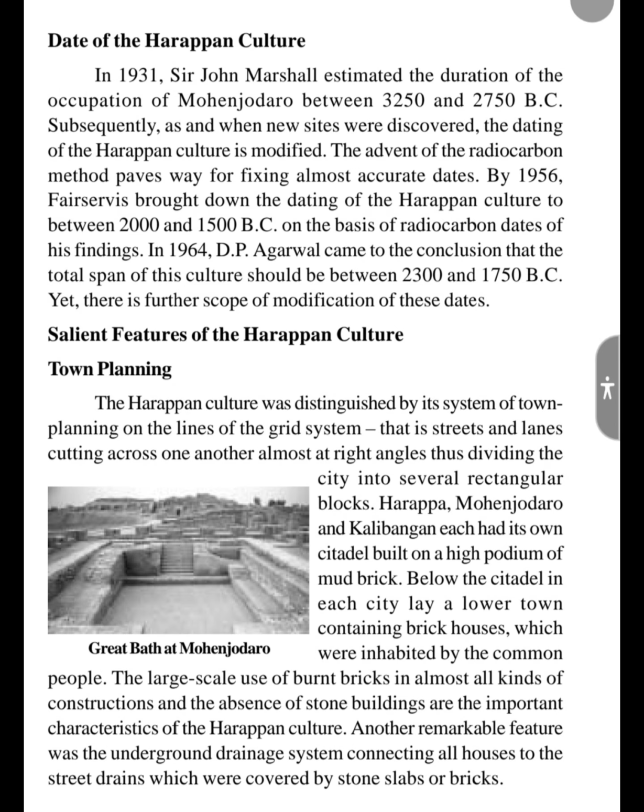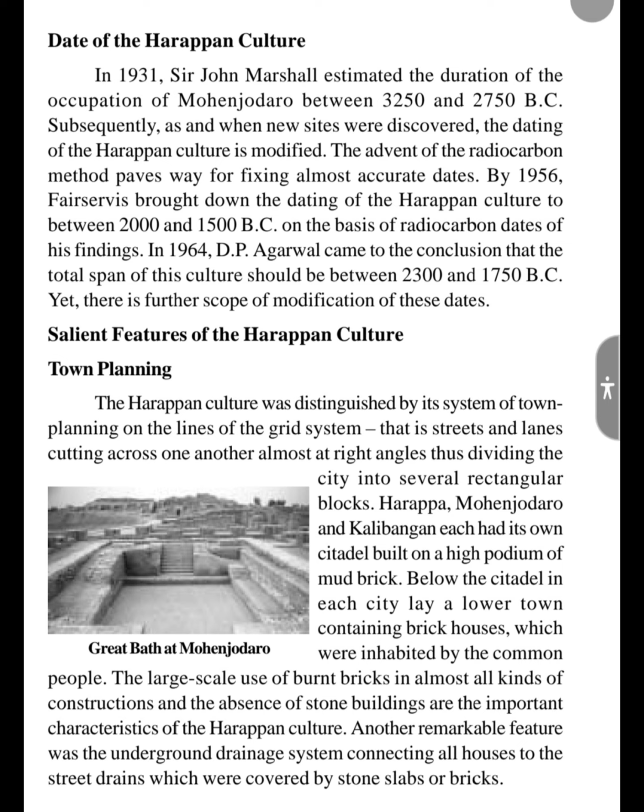Date of Harappan culture. In 1931, Sir John Marshall estimated the duration of the occupation of Mohenjo-daro between 3250 and 2750 BC. Subsequently, as and when new sites were discovered, the dating of Harappan culture was modified. The advance of the radiocarbon method paved the way to fixing almost accurate dates.